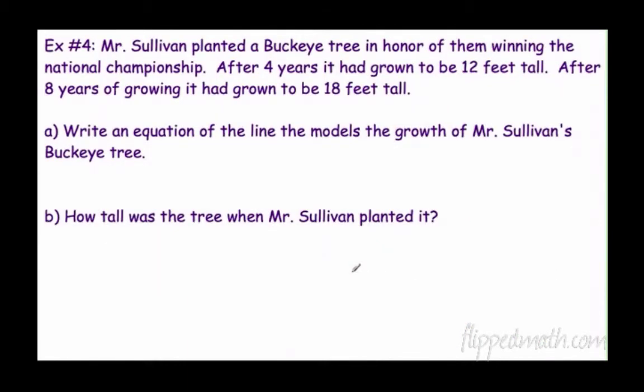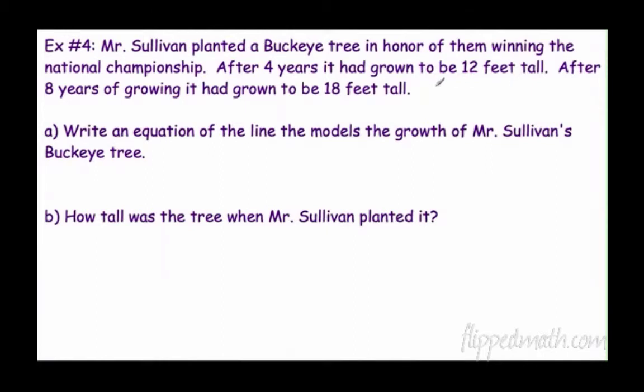Oh, application. Let's look at this application. Mr. Sullivan planted a Buckeye tree in honor of them winning the national championship. Go Buckeyes, Ohio State. After 4 years, it had grown to be 12 feet tall. After 8 years, it had grown to be 18 feet tall. Write an equation of a line. So let's get some information out of this.